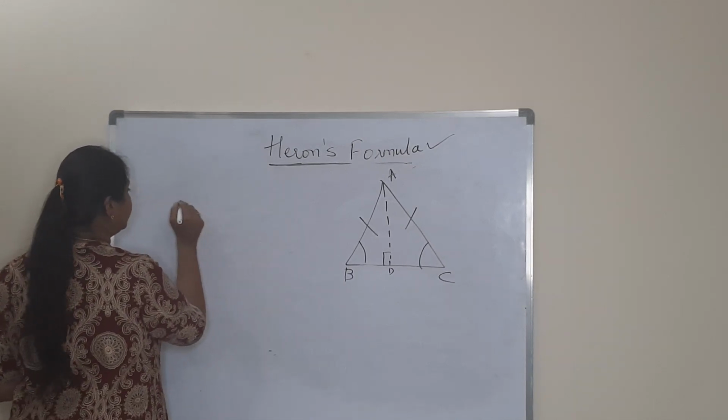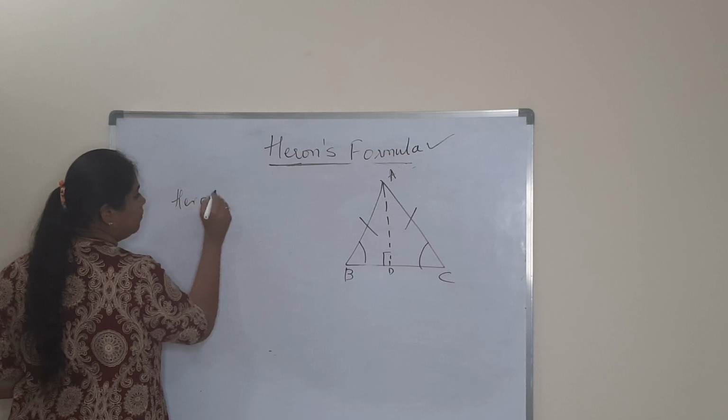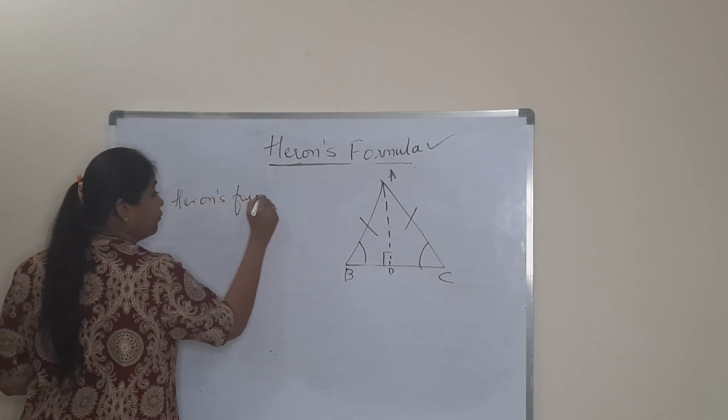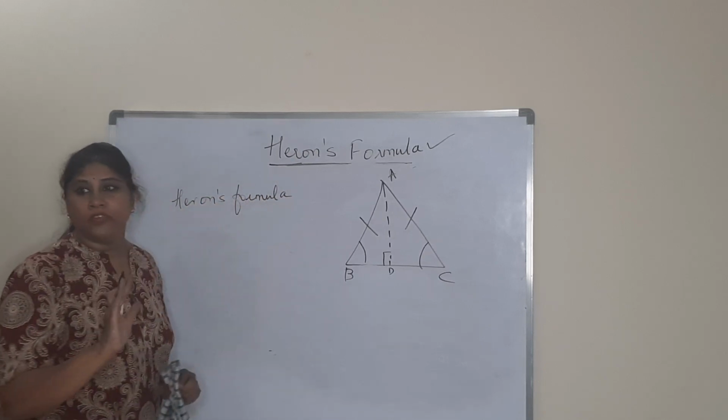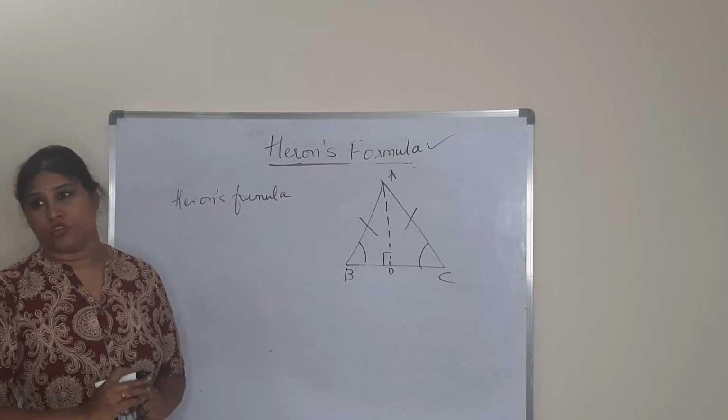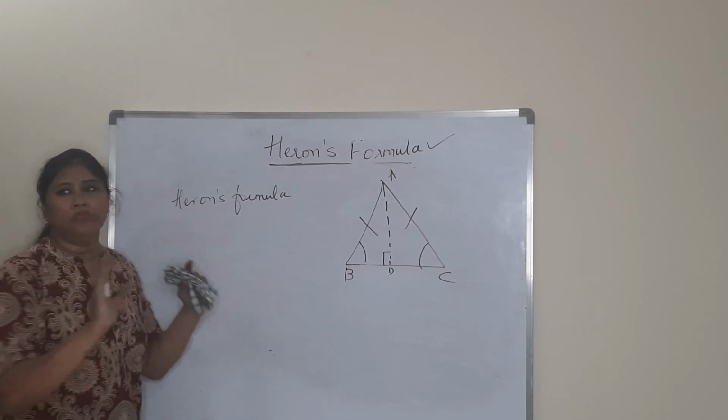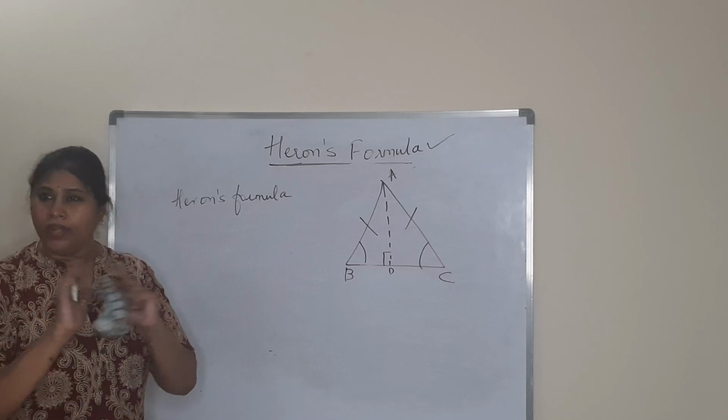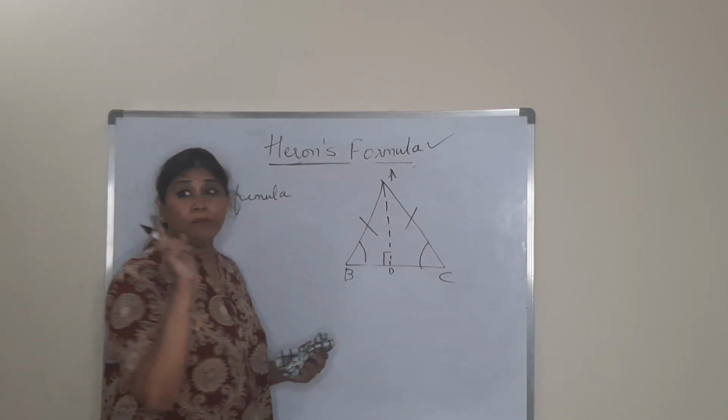Okay? So what is it? Heron's formula. Heron's formula is mainly used when the sides of the triangle are given and the height is not given. So there is no need to find the height here at all. Earlier we found the height by using the Pythagoras theorem.